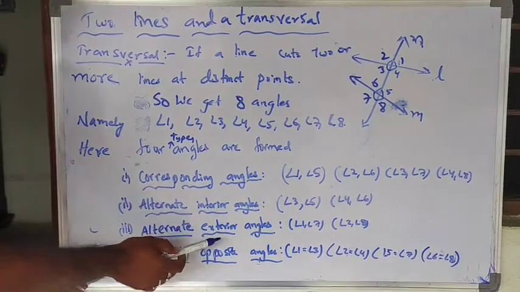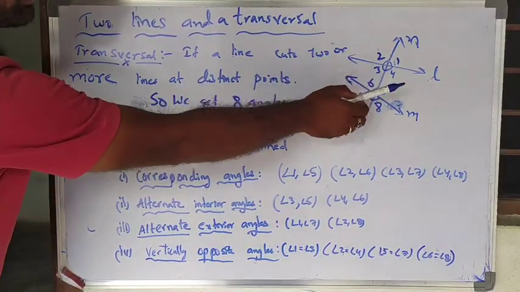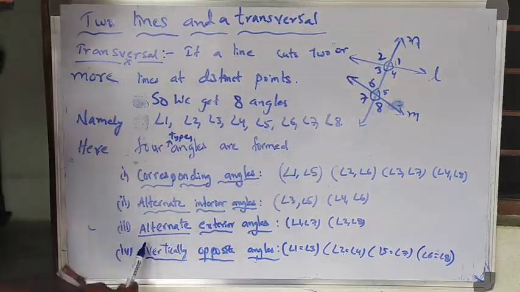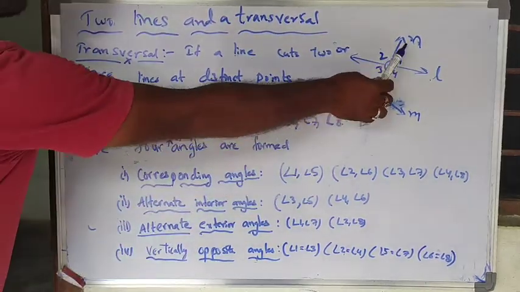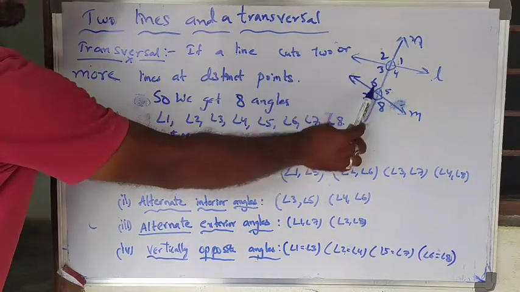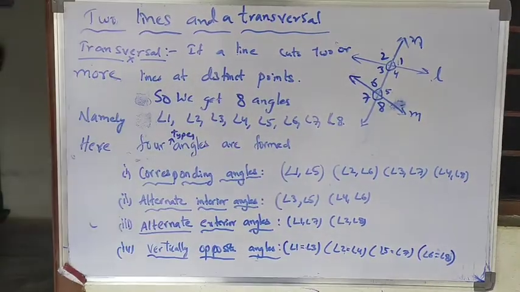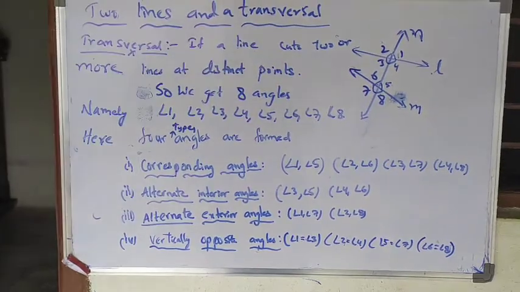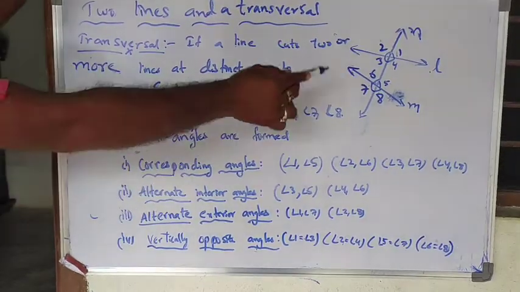If we talk about alternate exterior angles, which are outside of the two lines, that is angle 1 and angle 7, angle 2 and angle 8. As the name says alternate, one should be on the other side of the transversal. Angle 1, angle 7, angle 2 and angle 8. So these are the 4 types of angles we form if two lines and a transversal are there.